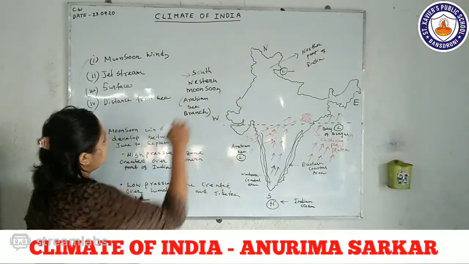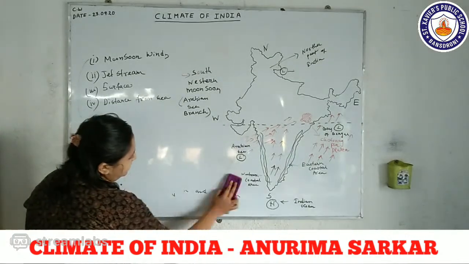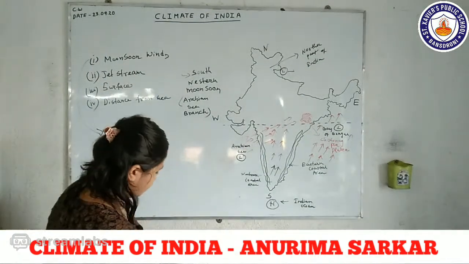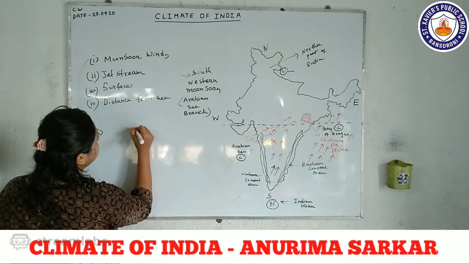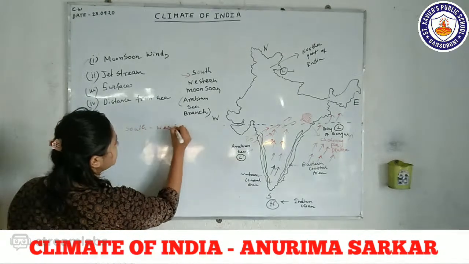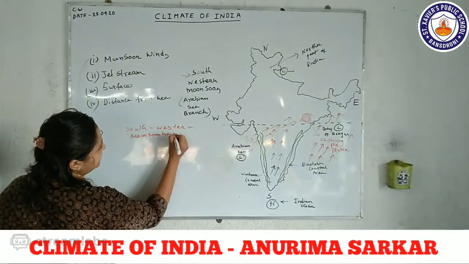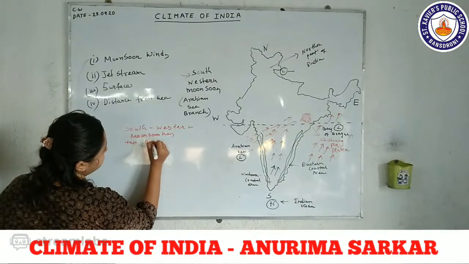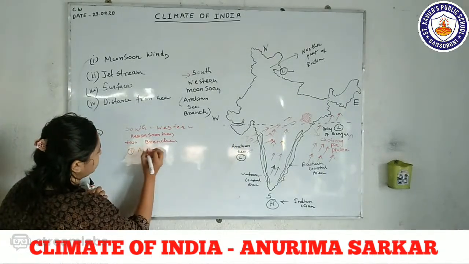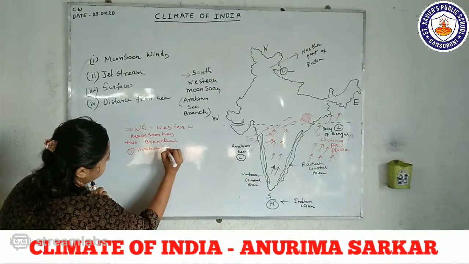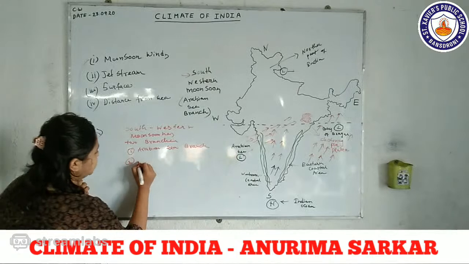So I just write it. The southwestern monsoon has two branches. Number one is the Arabian Sea branch, right, and number two is the Bay of Bengal branch.